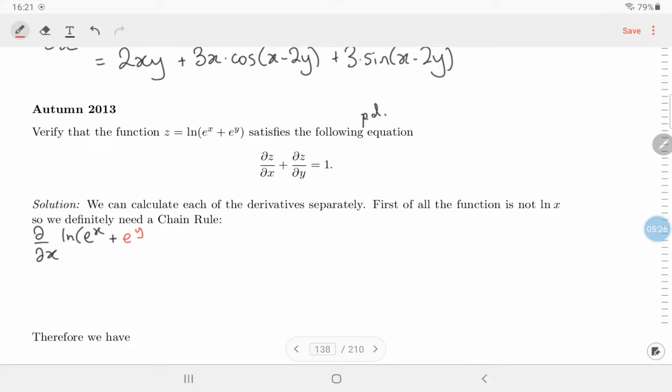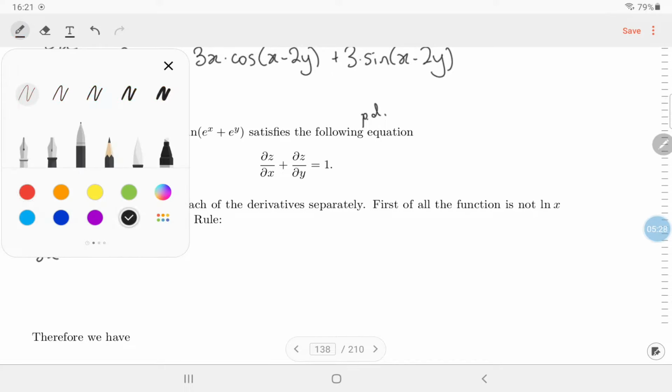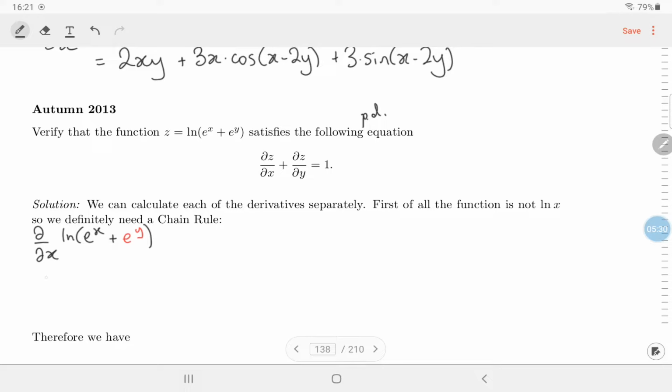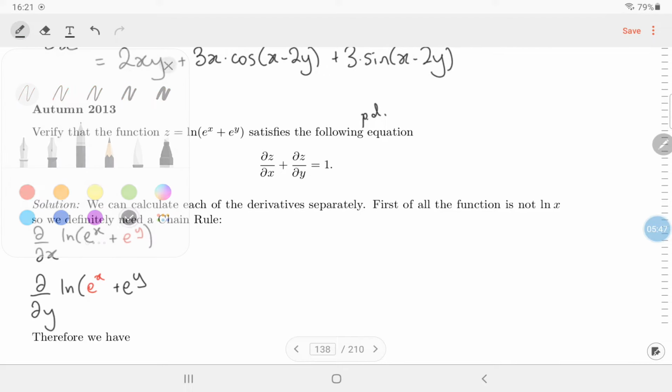And then the other one, we're going to be differentiating with respect to y, log of e to the x plus e to the y. Now with respect to y, x is a constant. So x is some fixed number, so e to the power of that fixed number is also a constant. So this is how we would see how this is going on.